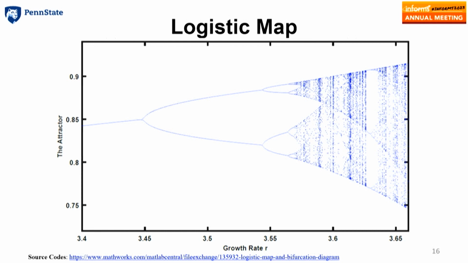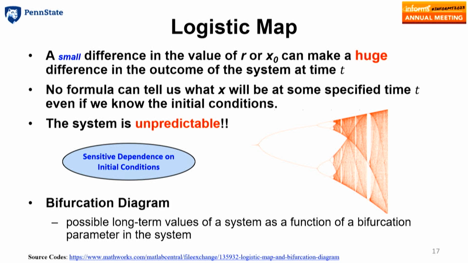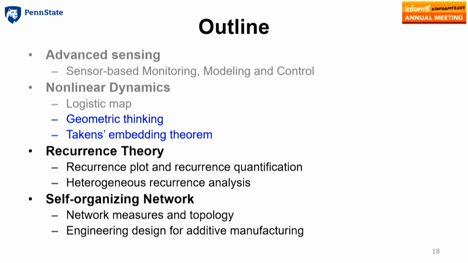So let's summarize. In the logistic map, a small difference in the value of r, or the initial value x0, can make a huge difference in the outcome of the system at time t. No formula can tell us what x will be at some specified time t, even if we know the initial condition, especially in the chaotic region. So the system is unpredictable. There is sensitive dependence on initial conditions. What we have seen here, the red one, is a bifurcation diagram, which gives us the possible long-term values of a system as a function of the bifurcation parameter in the system. So far, I covered linear dynamic systems, nonlinear dynamic systems, what we mean by nonlinear dynamics, a three-dimensional example and a one-dimensional logistic map example, and we have seen the bifurcation diagram and also the fractal behavior, and what we mean by chaos.